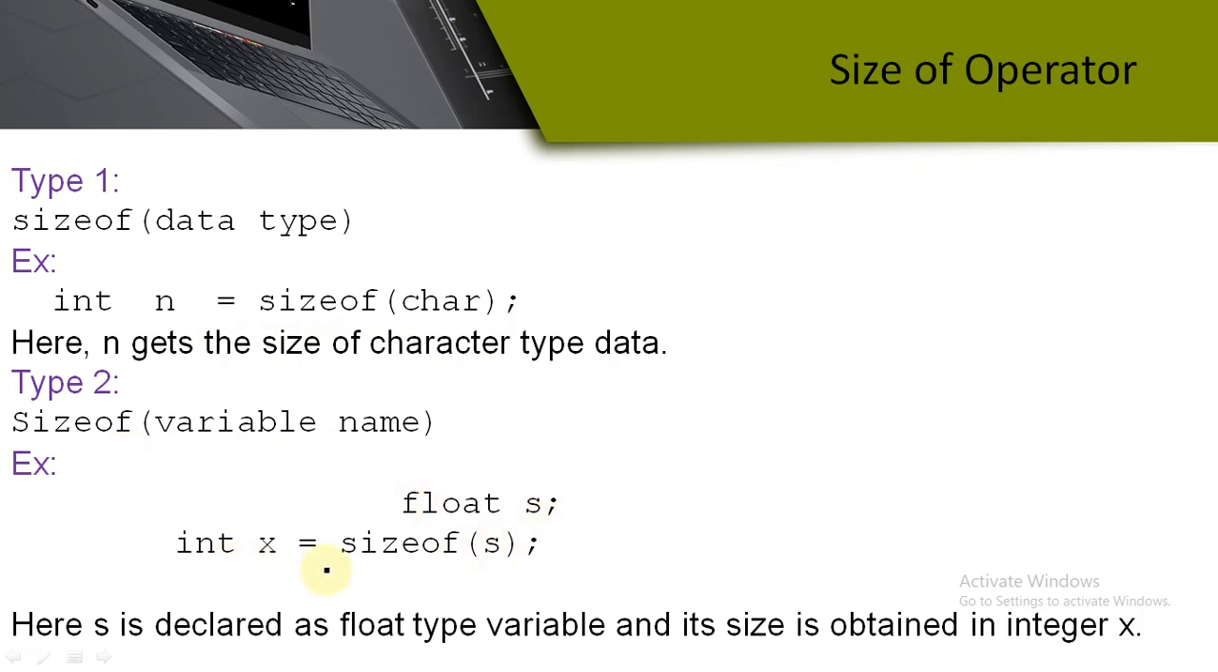Here we will say int x equal to, because the memory size is an integer, therefore integer x equal to sizeof(s). It will get us 4. And it could be a name of the structure also here, sizeof structure. It will give the sum total of the memory used whenever the structure is used within a program.